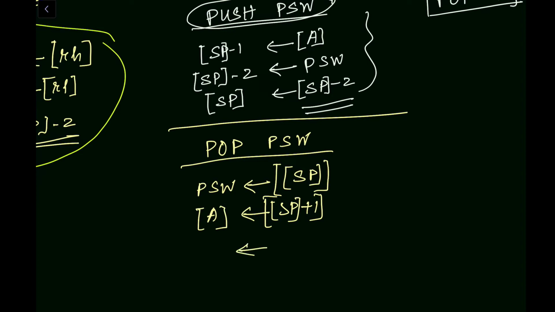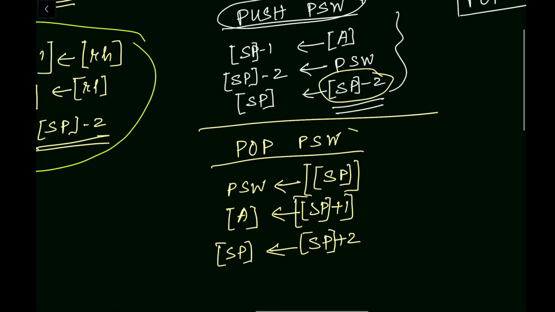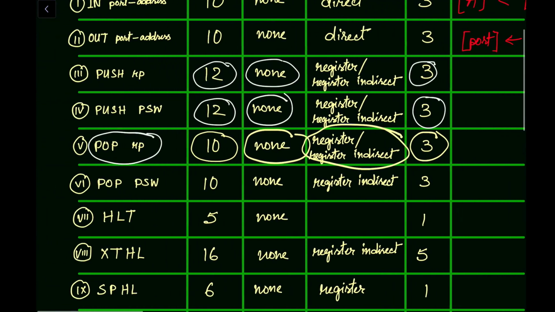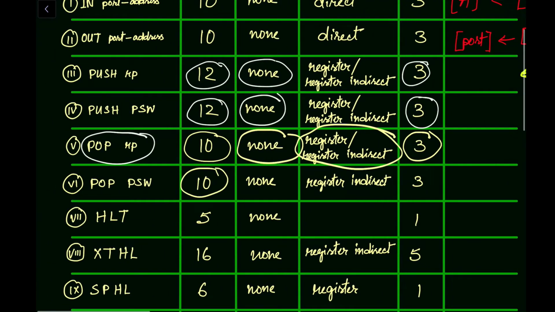Again we have to modify the stack pointer. Previously we had SP-2, now we modify the stack pointer with SP+2. This is the meaning of this POP PSW instruction. For this instruction we need 10 T states. It is the register indirect addressing mode. A number of machine cycles are required, and none of the flags are disturbed here.